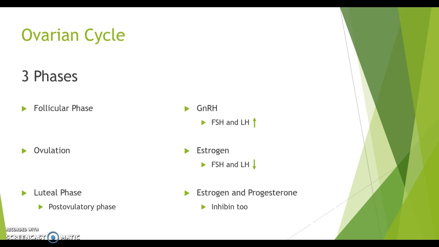The corpus luteum has an intrinsic lifespan of about 12 days, so if pregnancy does not occur, these luteal cells degenerate. This then causes progesterone and estrogen production levels to decrease in the ovaries. This in turn shuts off this negative feedback loop, and then gonadotropin-releasing hormone starts to be secreted more, which will then increase secretions of follicle-stimulating hormone and luteinizing hormone. And this brings us back to the beginning of the ovarian cycle in the follicular phase.